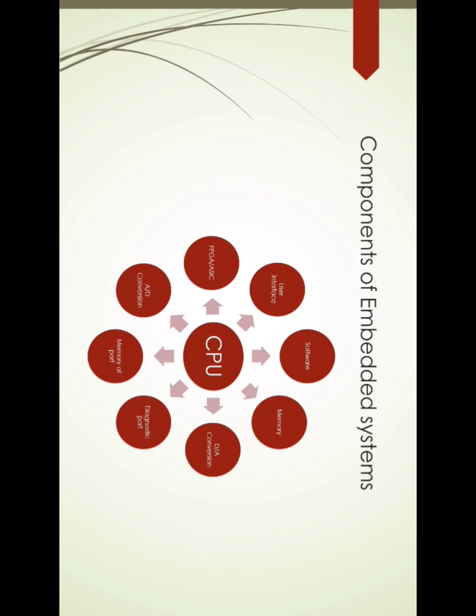So the components used in embedded systems: there are many components used in an embedded system. Embedded systems include software, memory, digital to analog conversion, diagnostic part, memory of port, and analog to digital conversion, FPGA, field programmable gate array, and ASIC, which stands for application specific integrated circuit. Next is user interface and software. So these are the components used in embedded systems.